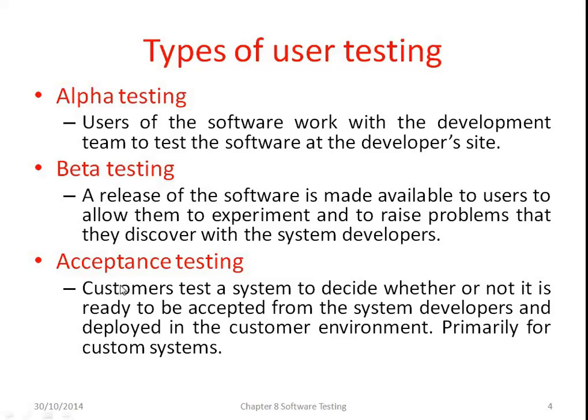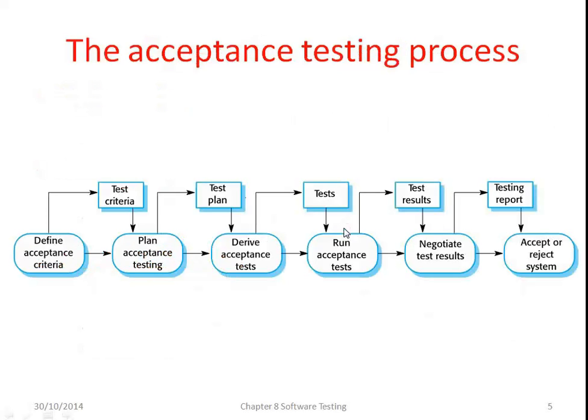Acceptance testing is when the customer tests the system to decide whether or not it is ready to be accepted from the system developers and deployed in the customer environment. After the product is released, the customer decides whether it is acceptable, meaning all its properties are very good. That is called acceptance testing. These are the different types of testing: alpha, beta, and acceptance testing.